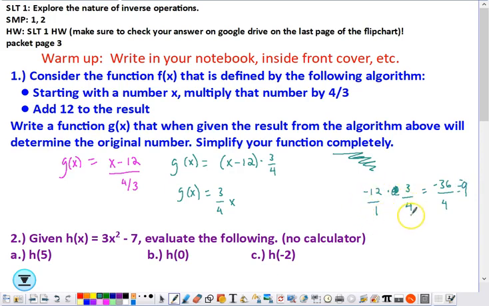Or I can be like, you know what? Negative 12 and 4 are both divisible by 4. So I'll make this a negative 3, and I'll make this a 1. And then negative 3 times 3 is negative 9. 1 times 1 is 1, and then I get my negative 9. So here is my final function, g of x.